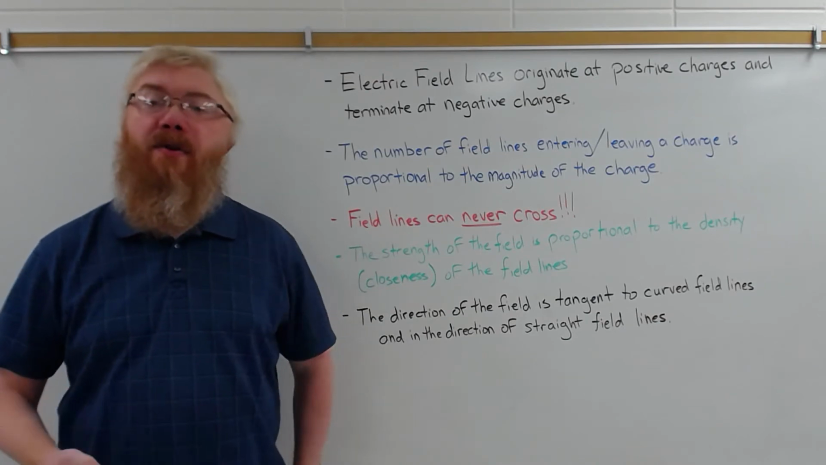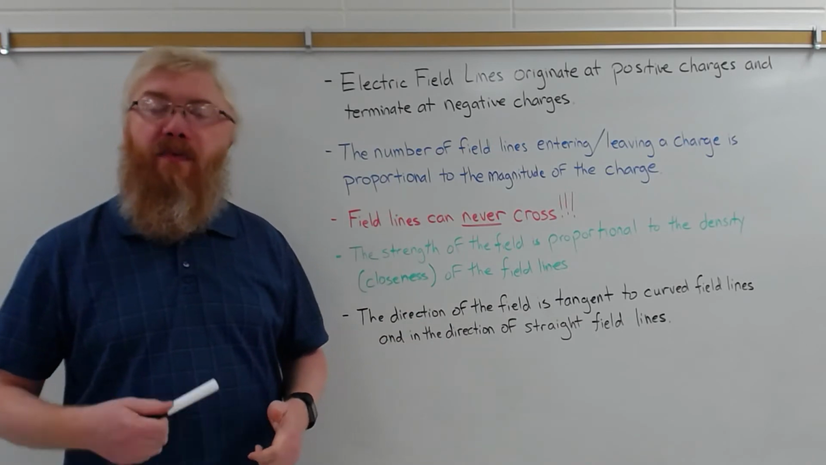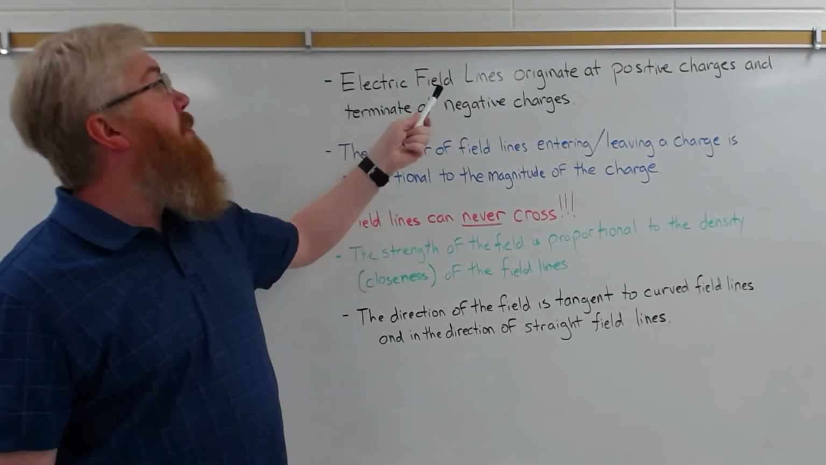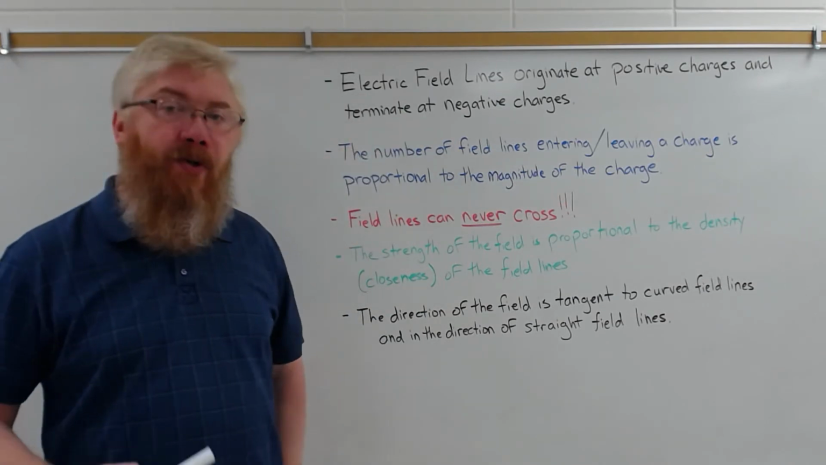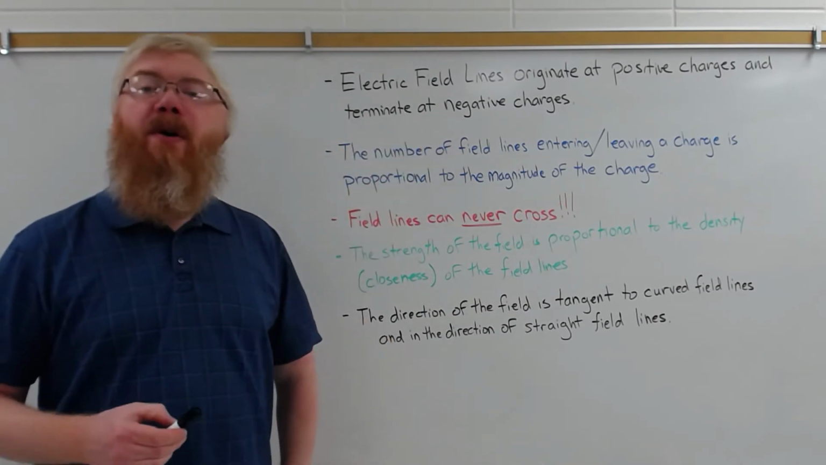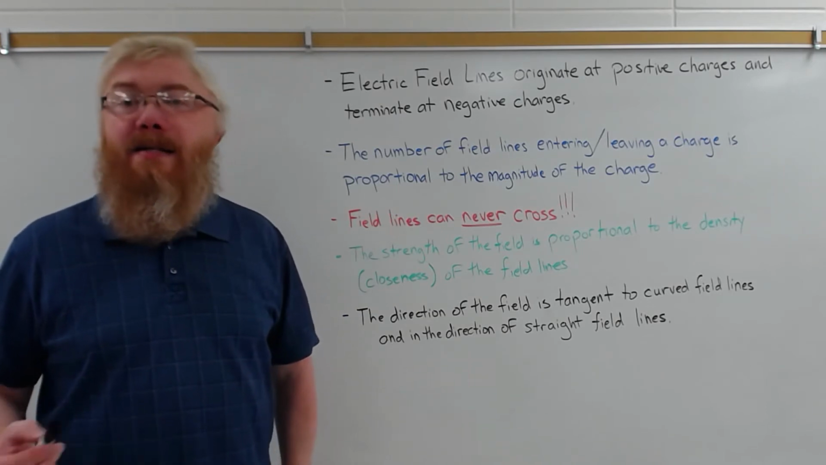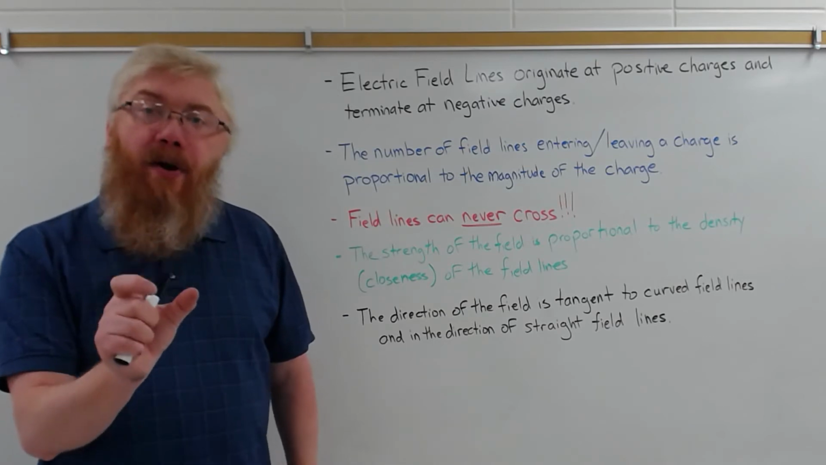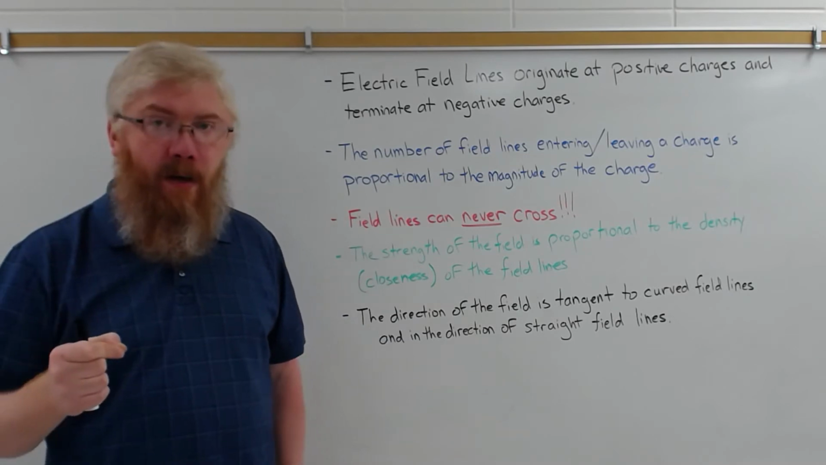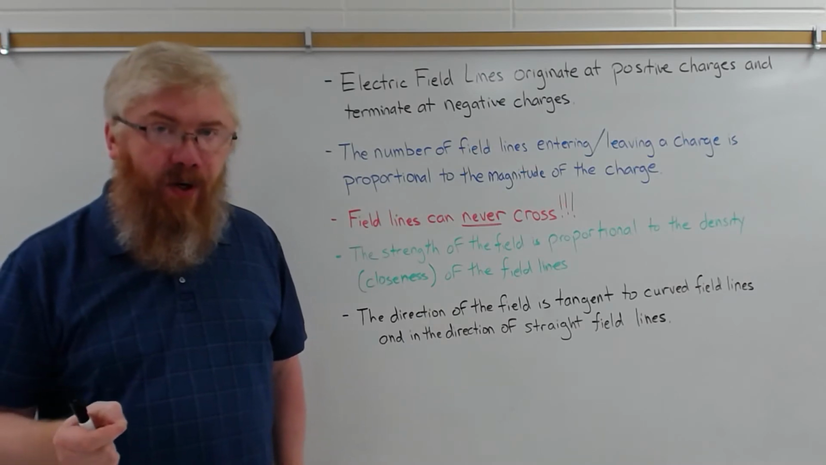So let's talk about electric field lines. A couple of rules in determining the properties of electric field lines, or field lines in general, actually. First, electric field lines originate at positive charges and terminate at negative charges. That means that a field line cannot just appear in space out of nowhere or disappear into nothing. They have to have a starting point, and they have to be a continuous line until they reach their ending point. The starting point has to be a positive charge, and the ending point has to be a negative charge.